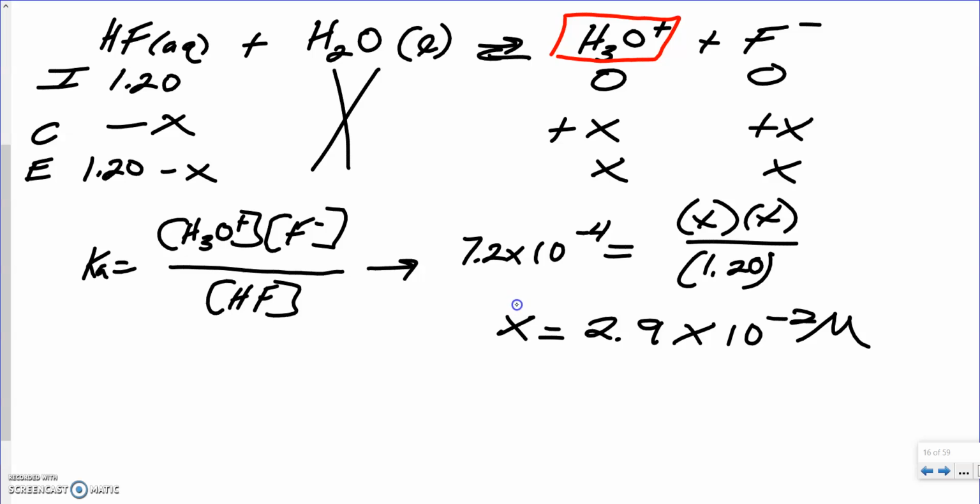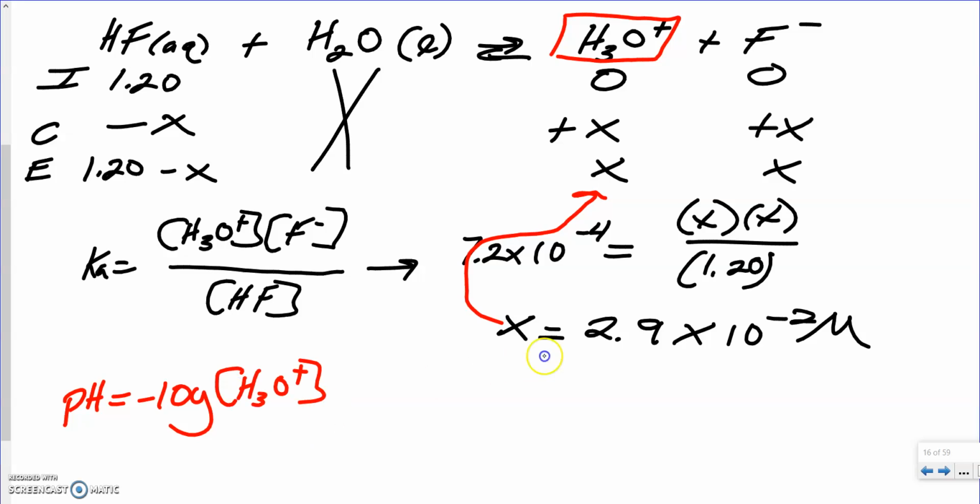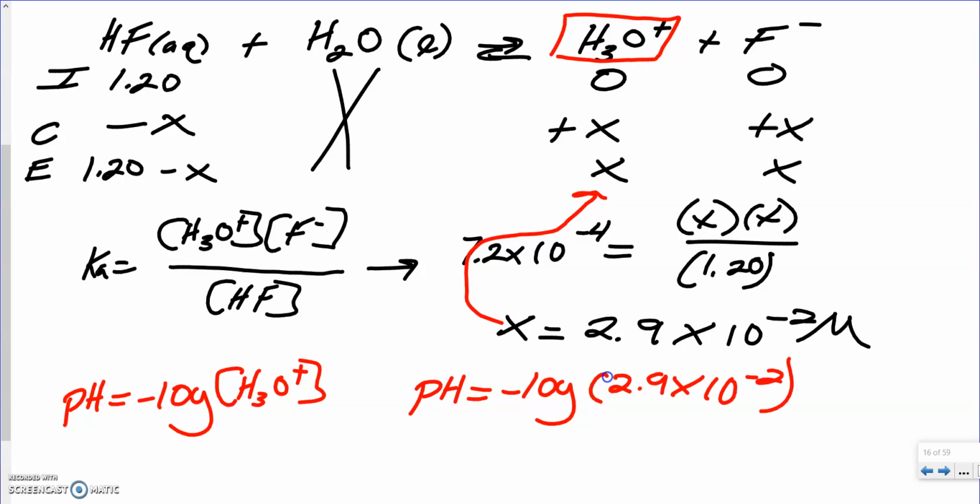Okay? Well, we can do a couple things with this, but in reality, what do we care about? We care about this value right here, which is equal to X. So now, all we have to do is calculate pH. Well, remember, pH is equal to the negative log of the concentration of the hydronium ion, which is what we just calculated. So pH is going to equal negative log of 2.9 times 10 to the negative second. So we're expecting our pH to be just below 1 here. So take a second, calculate it, see what you get.